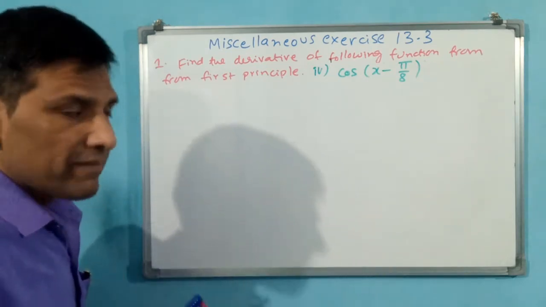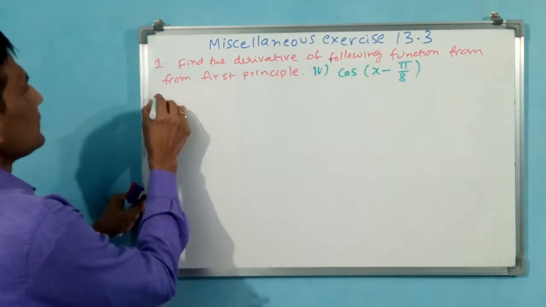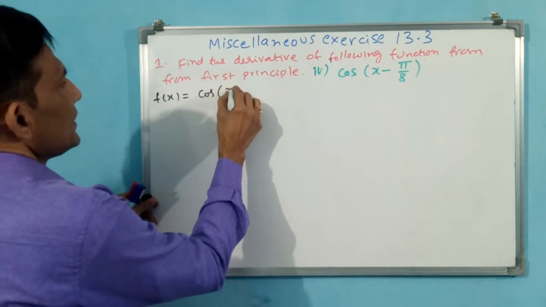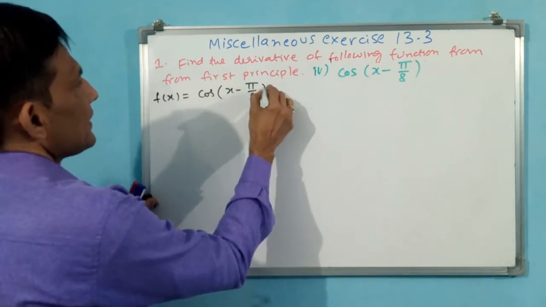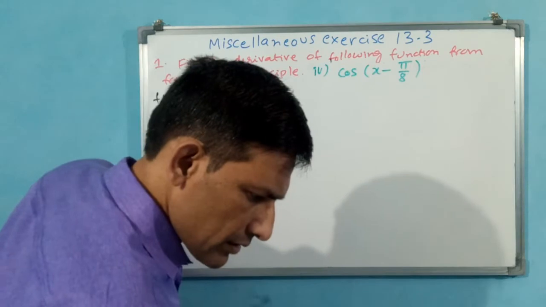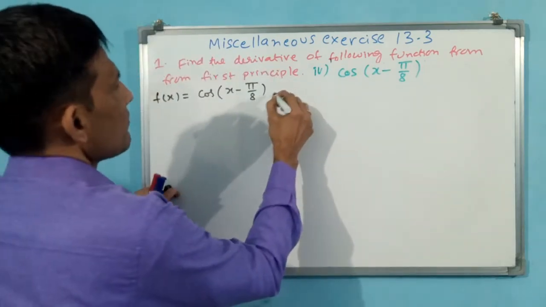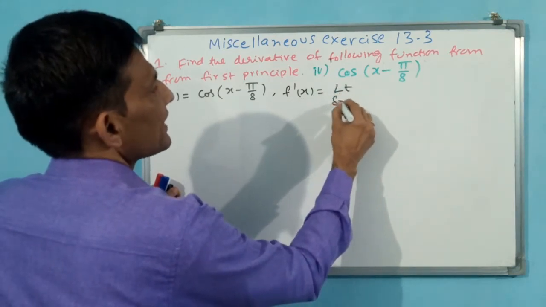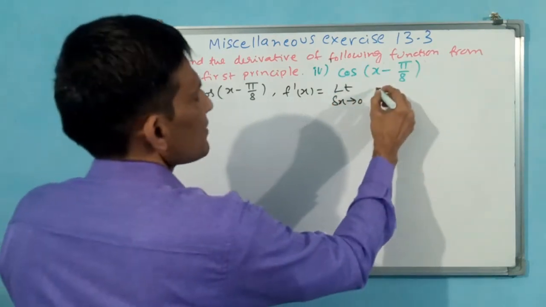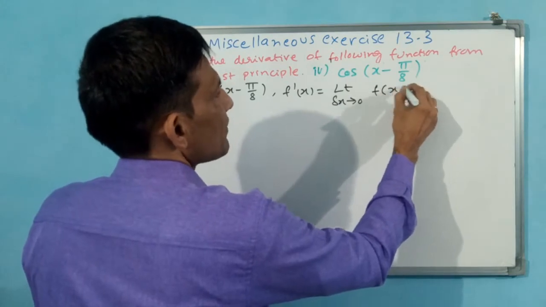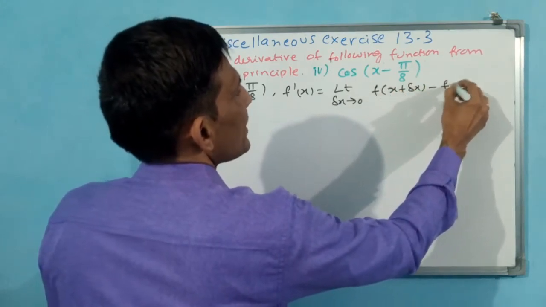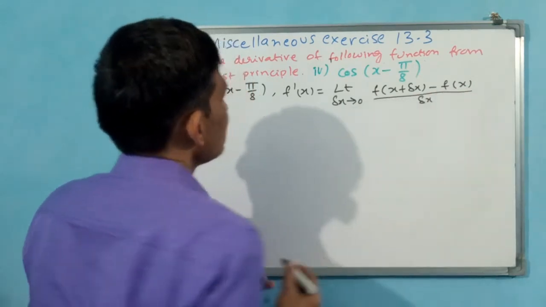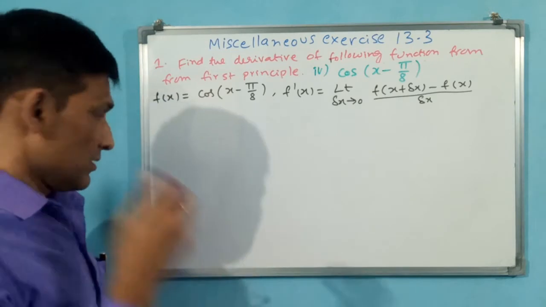See what I am writing. Let f of x is equal to cos x minus pi by 8. Is it okay? Yes, x minus pi by 8. f dash x is equal to limit delta x tends to 0. First you write the formula, then we will substitute: f of x plus delta x minus f of x whole divided by delta x. This is the formula. Then you substitute carefully.